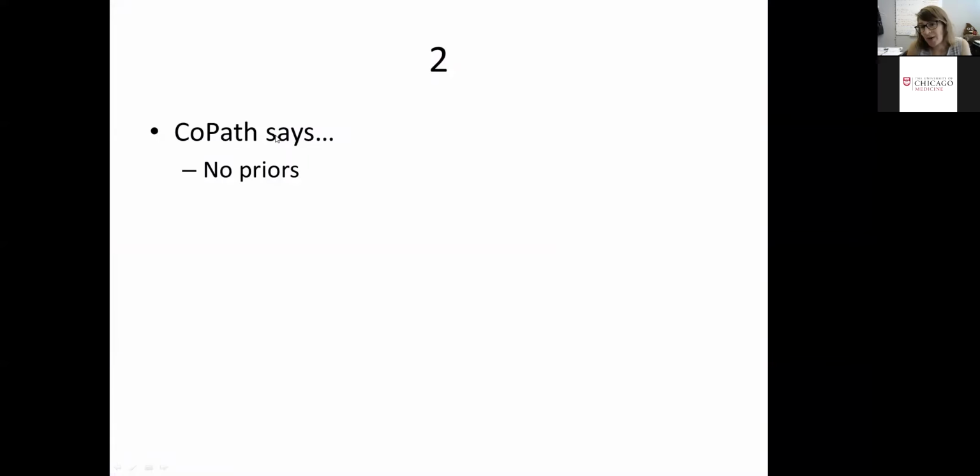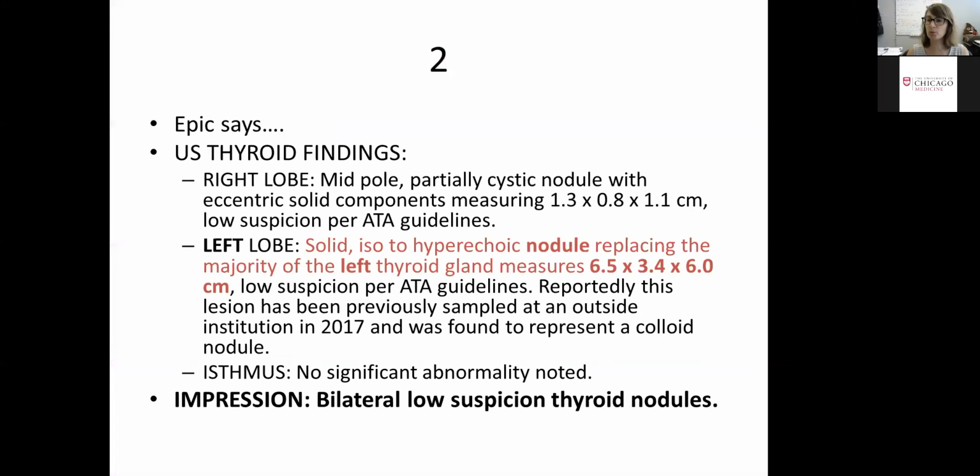Again, we're gonna check COPATH and see, was there any prior biopsy? In this case, there wasn't anything that we reviewed at this hospital, but we're of course gonna check the ultrasound findings from EPIC and say, we're dealing with the left lobe now, so there is a solid iso to hyperechoic nodule replacing the majority of the left gland, measuring 6.5 by 3.4 by 6. Low suspicion, nothing big in the right, and nothing in the isthmus. So low suspicion nodules, a dominant large one in the left.